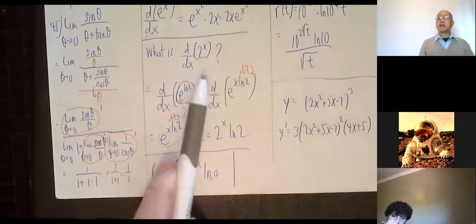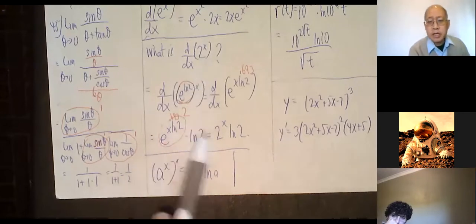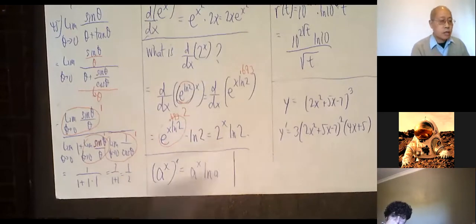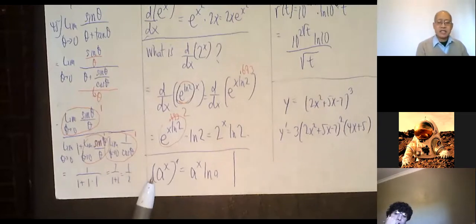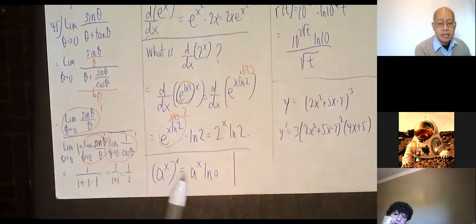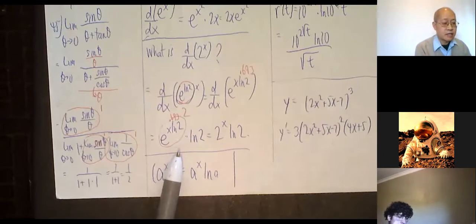Right. So summarizing again, the derivative of 2 to the x is 2 to the x ln 2. Derivative of a to the x in general is a to the x ln a. So the derivative of 1,000,000 to the x is 1,000,000 to the x times natural log of 1,000,000. So clearly it's not as nice as base e to the x.